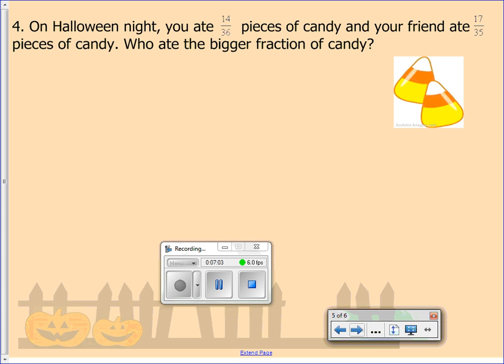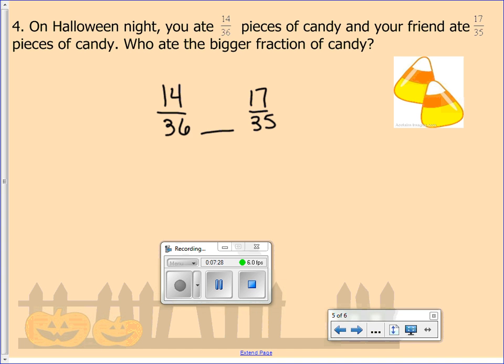Now let's take what we've learned about comparing and ordering fractions for this word problem. On Halloween night, you ate 14/36 pieces of candy, and your friend ate 17/35 pieces of candy. Who ate the bigger fraction? So we're going to compare 14 over 36 with 17 over 35.